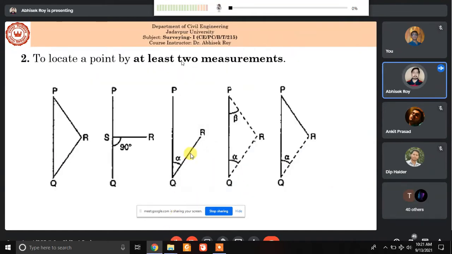So now the second most important point in survey work: always you have to locate a point by at least two measurements. Why I am saying so? Suppose in the field, I am drawing in red, you have a building like this, and from this building corner you have a tree, or suppose you have a fence. Suppose the fence is at a distance of 100 meter. Suppose the tree is at a distance of 150 meter, right?